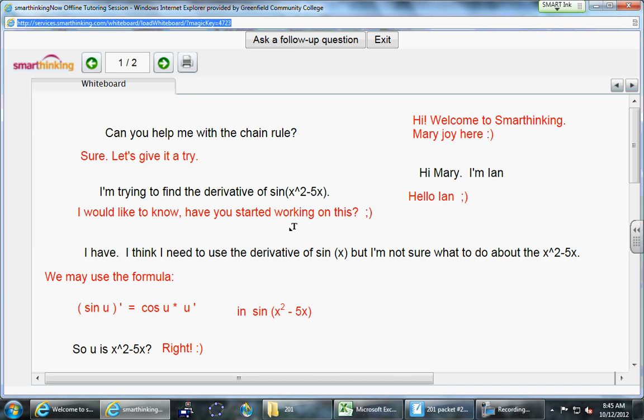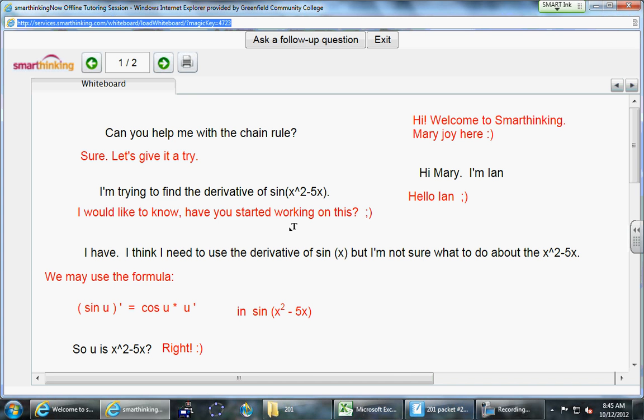And so I said, "Can you help me with the chain rule?" And I said, "I'm trying to find the derivative of sine of x squared minus 5x." And so she doesn't just say, "Here's the answer." If she just says, here's the answer, it's kind of a waste of everybody's time. So she says, have you worked on this? I said, yeah, I think I know I have to use the derivative of sine, but I don't know what to do about the stuff on the inside.